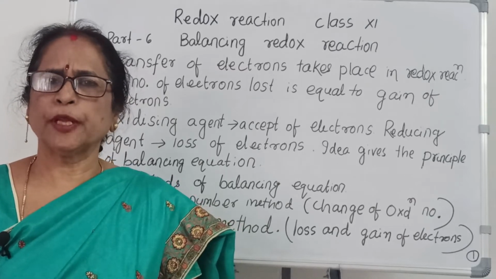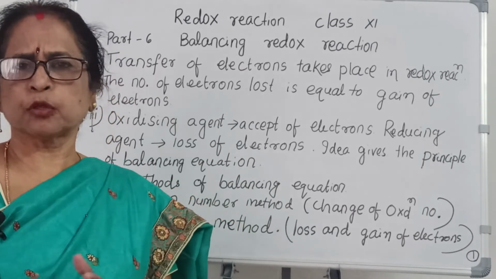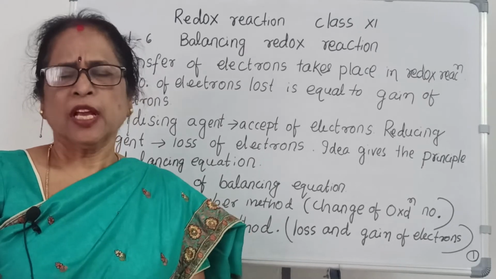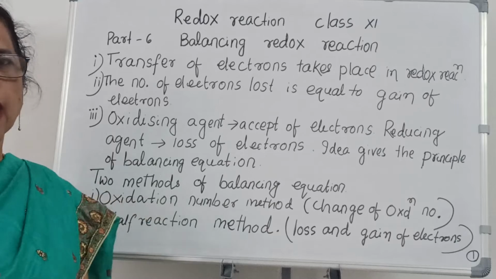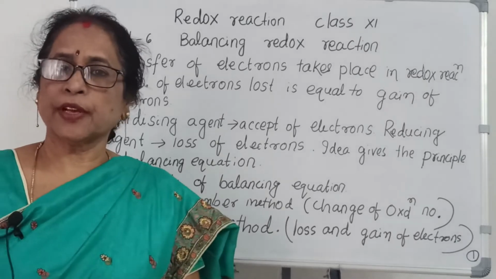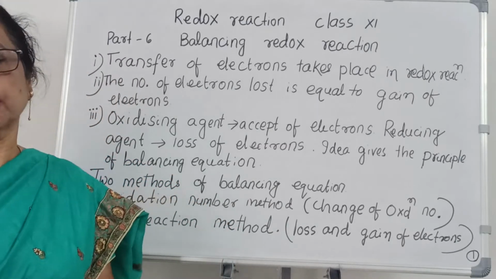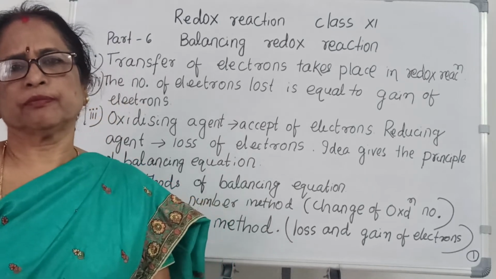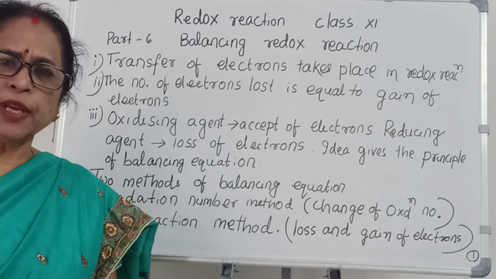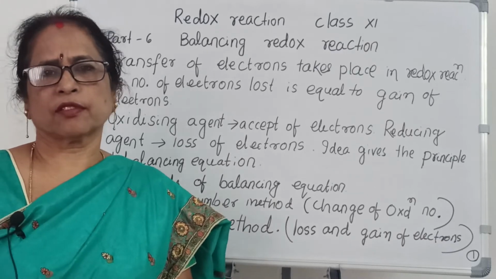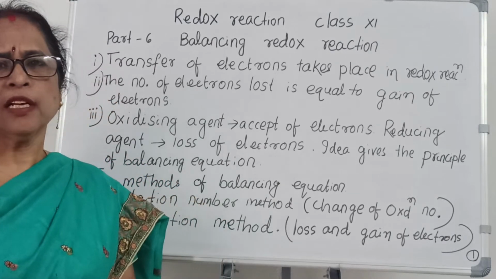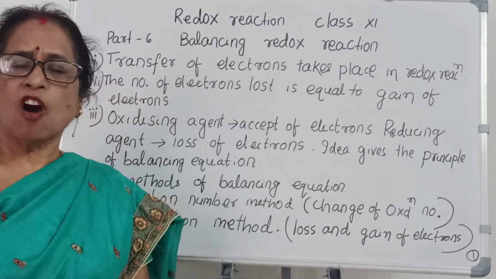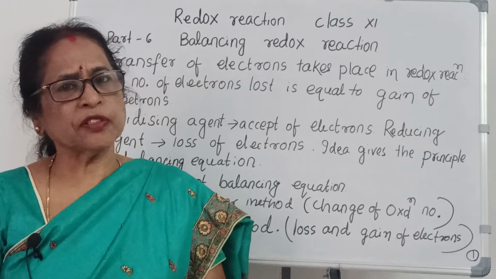Oxidation has so many meanings and definitions, also reduction has many definitions and meanings. Then what is meant by the electronic concept of oxidation and reduction? Oxidation means loss of electrons and reduction means gain of electrons. That means here oxidation takes place, reduction takes place. Here an oxidizing agent is used and a reducing agent is used.